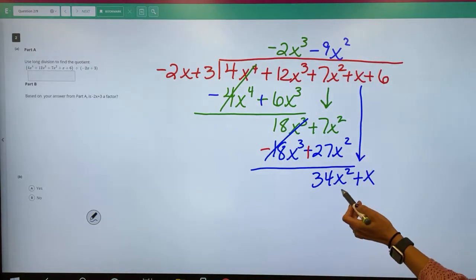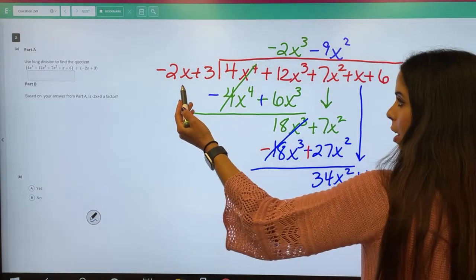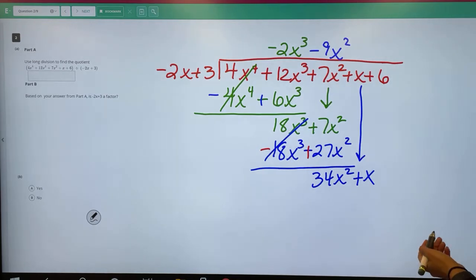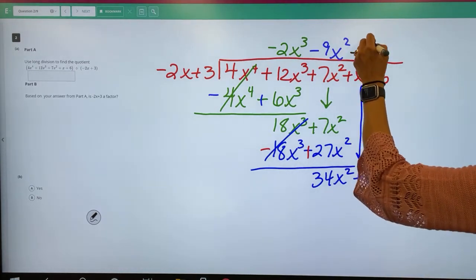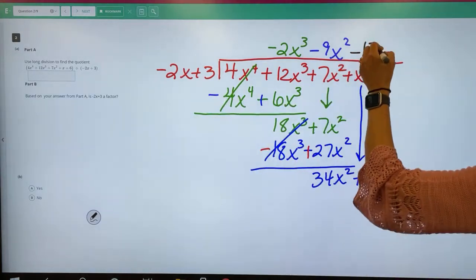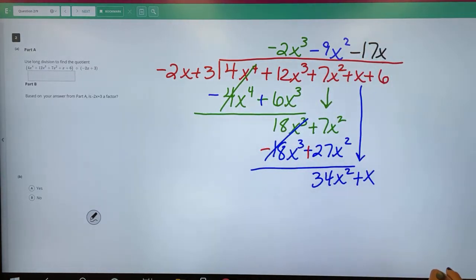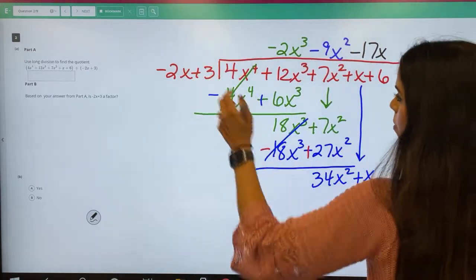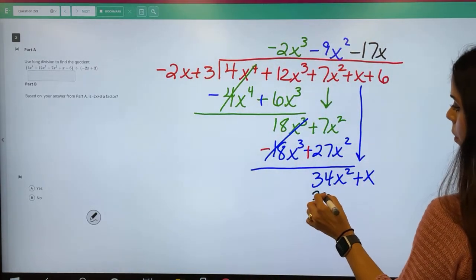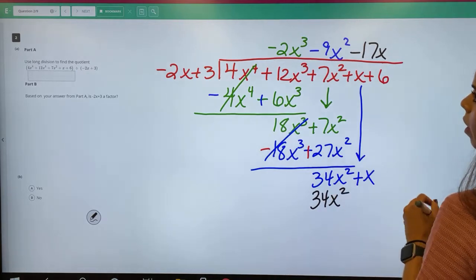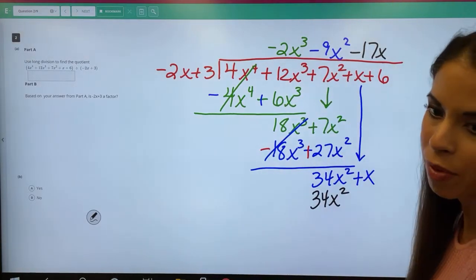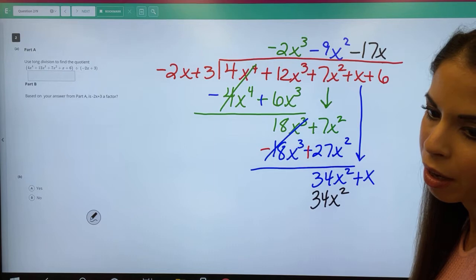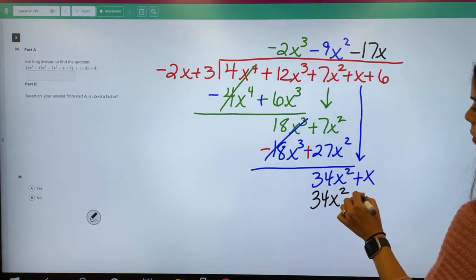Okay, and now I need to get a 34x squared. So what do I multiply by -2x to get 34x squared? Well, it needs to be negative because the negative times negative is positive. And let's see, half of 30 is 15, half of 4 is 2, 15 plus 2 is 17. Must be 17. And I have one x there, I need an x squared, so 17x. Okay, so -17x times -2x is a positive 34x squared. -17x times 3, that ends up being -51x.